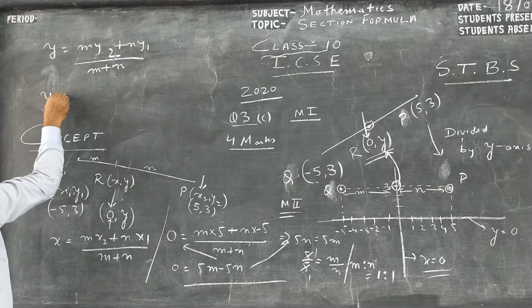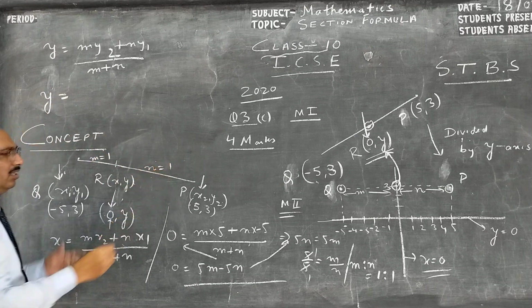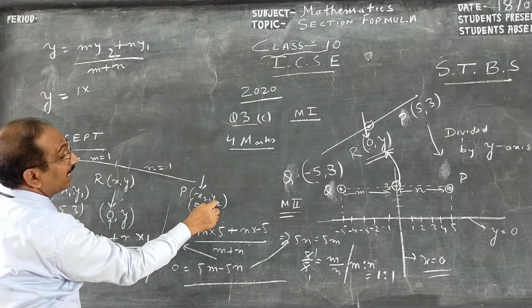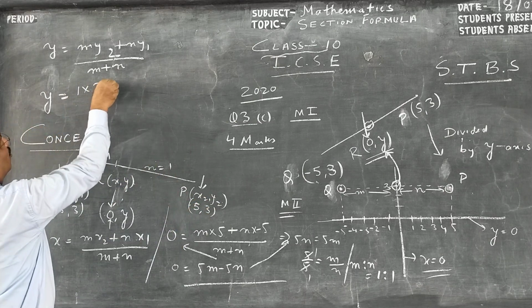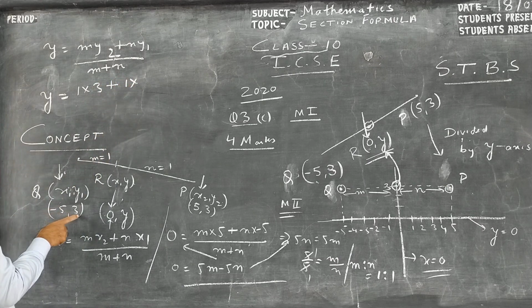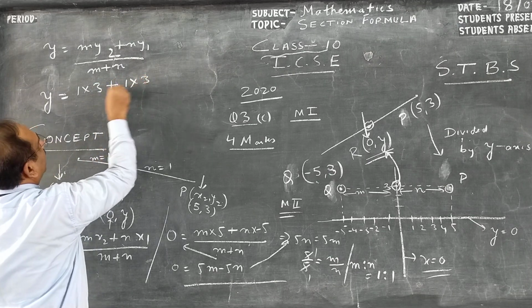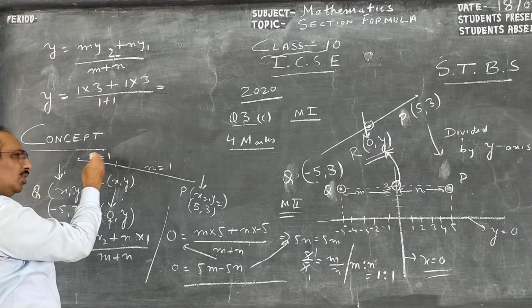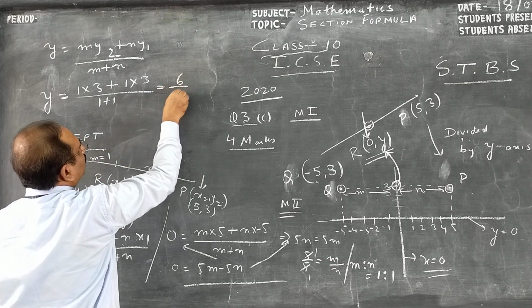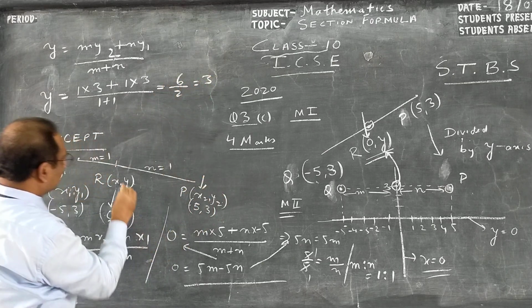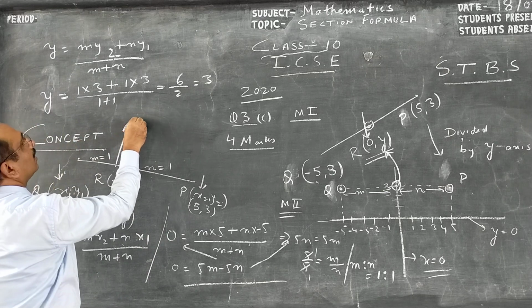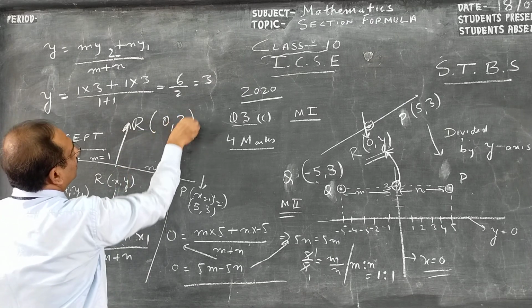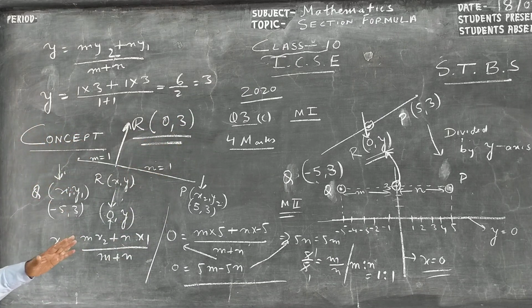So y we will get here, what is m, children? We have got 1:1. They are equal. So 1 into y2, which is 3, plus n is 1, y1 is also 3, divided by m plus n, 1 plus 1, 2. Both are 1, generally it's 1:2, 1:3, like that you will get. So you get 6 by 2 is 3. So my final answer is the coordinate of R, which I have assumed, x is 0 and y is 3. So once more I am recapitulating the full thing.